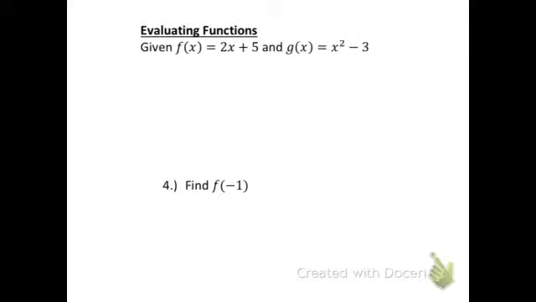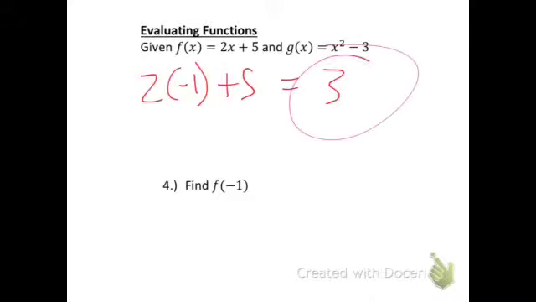f of negative 1, you're putting negative 1 in for the x there in the f function because it's f of negative 1. 2 times negative 1 is negative 2. Negative 2 plus 5 is 3. So there you go. That's that one. Make sure you multiply to get your negative 2 and then you add your 5.